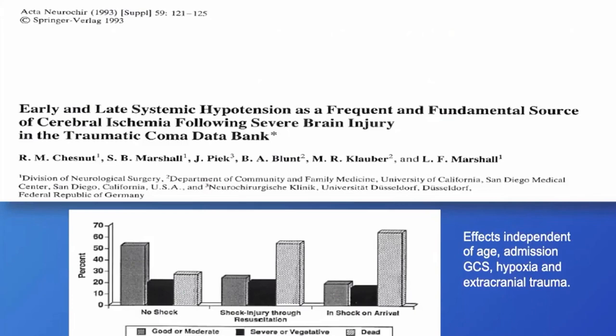Again, it's not actually sure which is the best and optimal target of blood pressure in brain injured patients, but we know for sure that if we keep them hypotensive, this will lead to a worse outcome. This is a very important study, still famous, from Randall Chesnut from the USA. As you can see here, there is a definitive increase of death and vegetative state when the patient experiences hypotension. This effect is independent from age, neurological status at admission, hypoxia, and extracranial trauma. So it's very, very powerful.